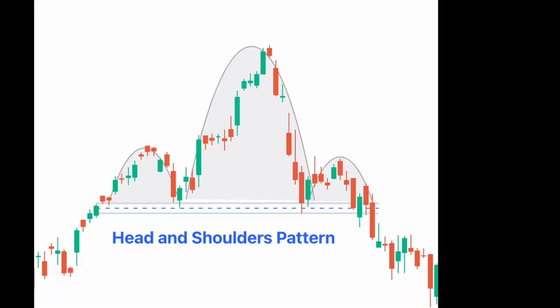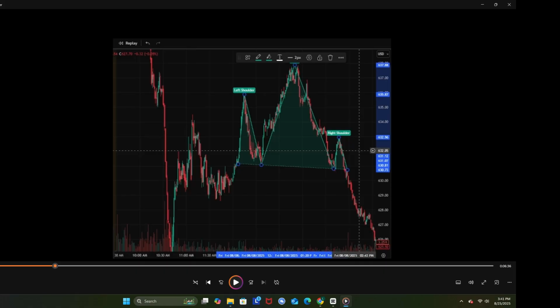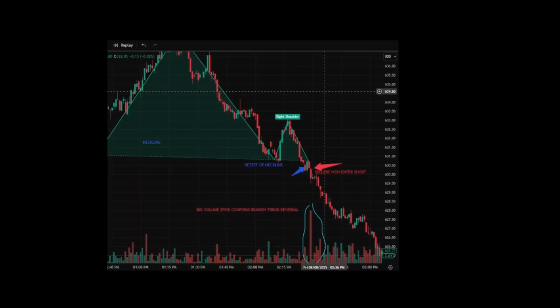So with looking at both of those examples, let's recap what we went over. A head and shoulders pattern is a common technical analysis chart formation that signals a potential trend reversal, occurring at the top of an uptrend and indicating a shift to a bearish downward trend. The pattern is characterized by 3 price peaks, a higher central head and 2 lower, similarly sized shoulders on either side. The pattern is confirmed when the price breaks below the neckline, a support line connecting the low points between the peaks.